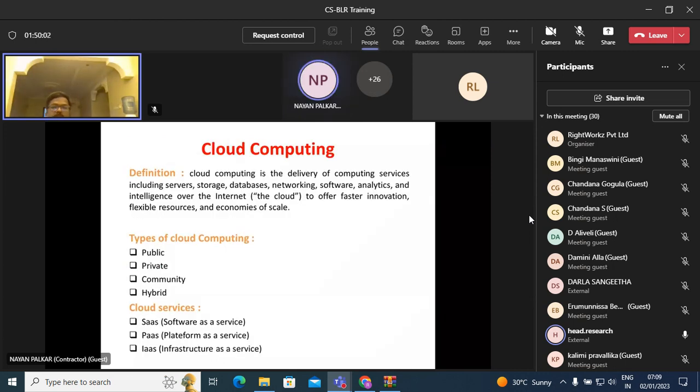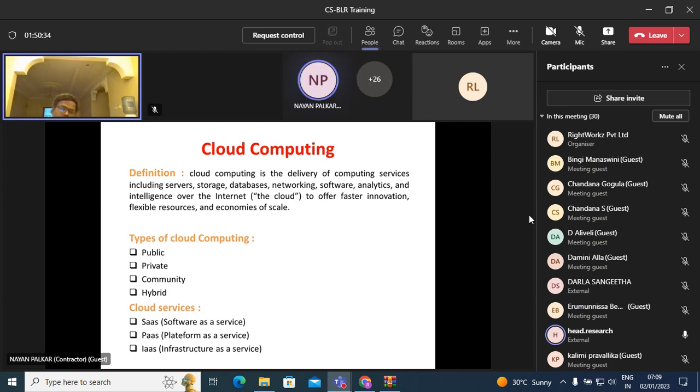The next concept is cloud computing. Cloud computing is the delivery of computing services that include servers, storage, databases, networking, software, analytics, and intelligence over the internet, that is, over the cloud, to offer faster innovation, flexible resources, and economies of scale.